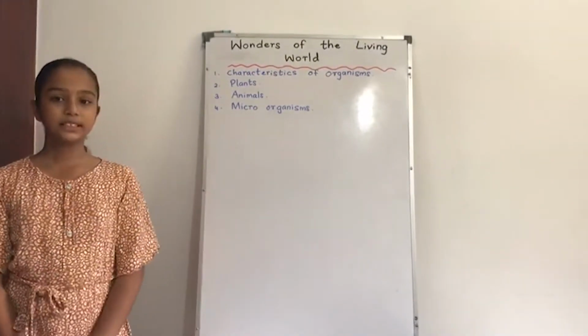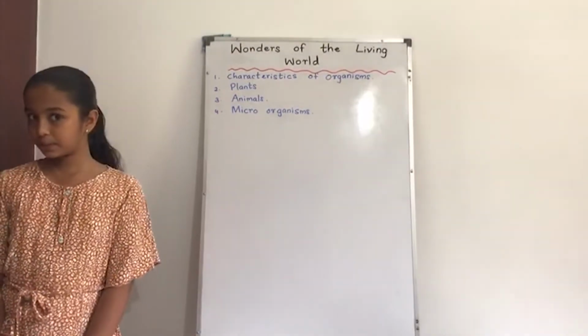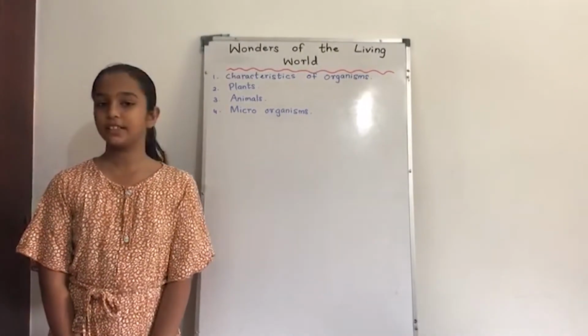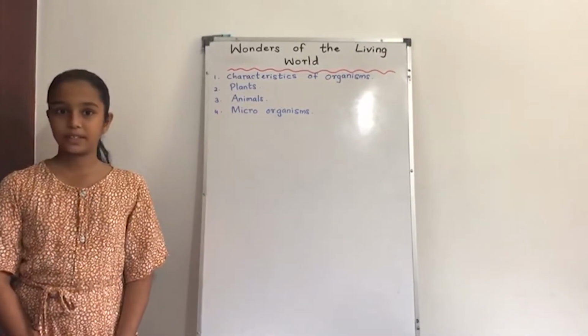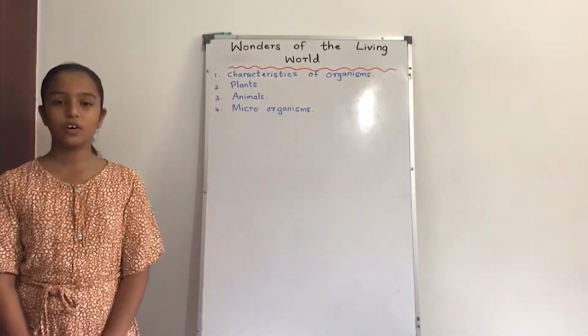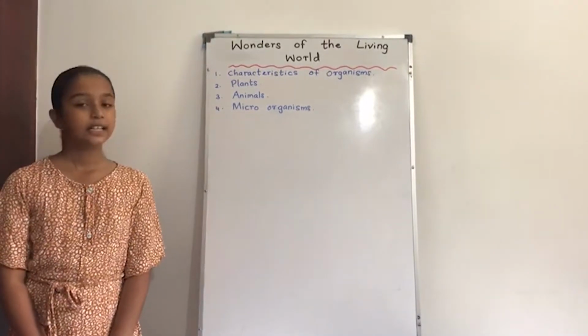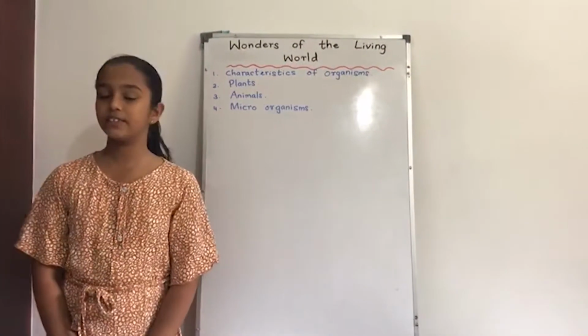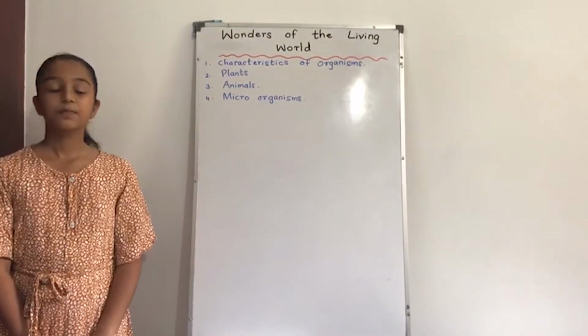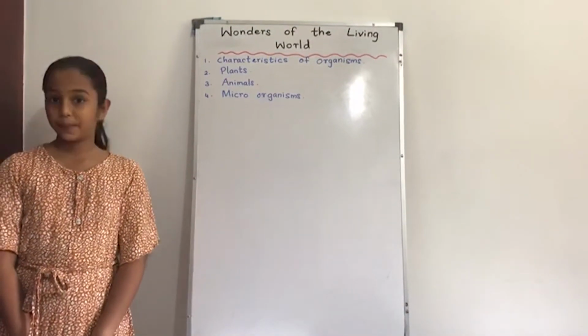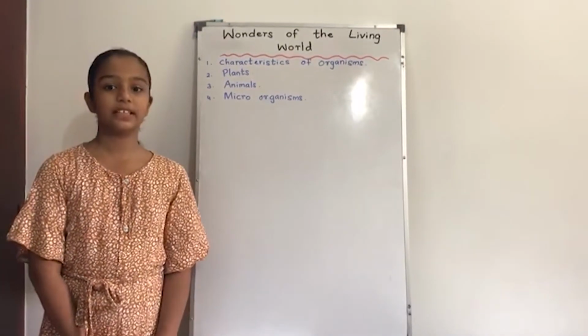Do you know what the environment is? The environment is our surrounding, including us. There are several things in our environment. We can divide those things into two groups. They are living things and non-living things. Now let's see about living things. Plants, microorganisms and animals are examples of living things.